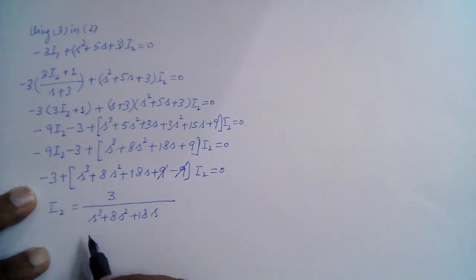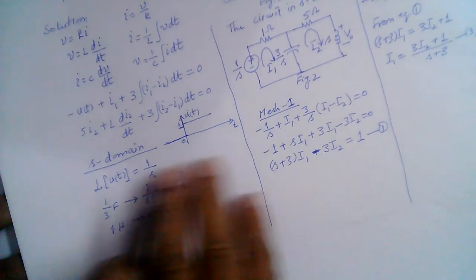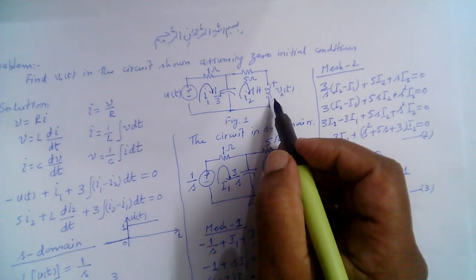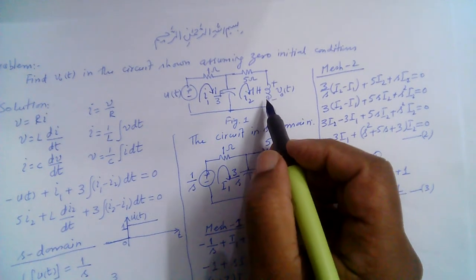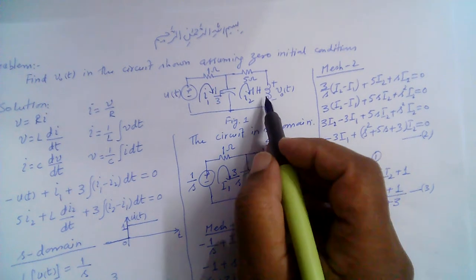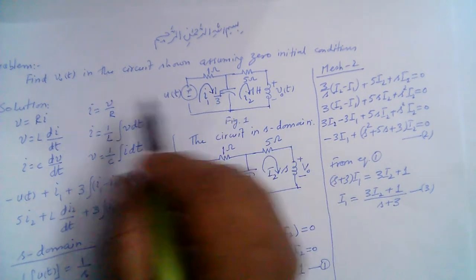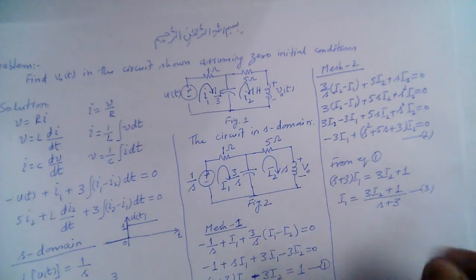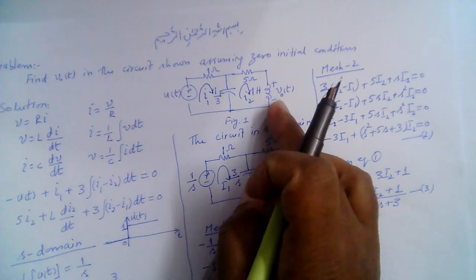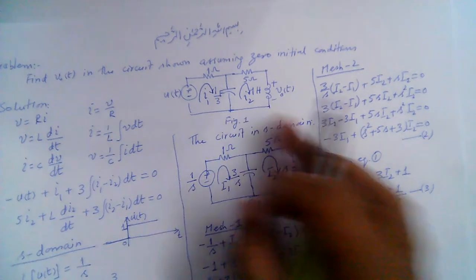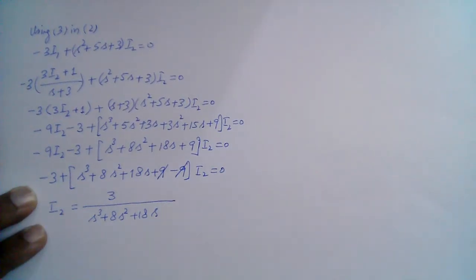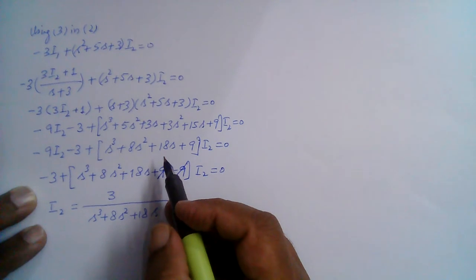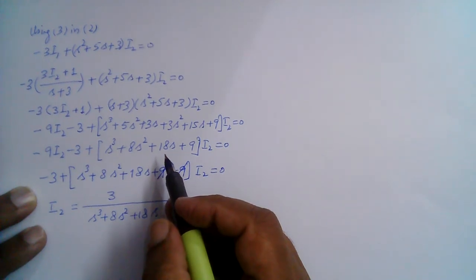So this is the expression for I2. And we needed to find out V naught. So V naught will be SL I2, right? We do not need to find I1, we need to find only V0. We just need to find I2, and then we multiply the impedance, this S, with I2 in the frequency domain to arrive at the expression for V0 in the S domain, and then we will find the inverse Laplace transform to find the value of V0 in the time domain.